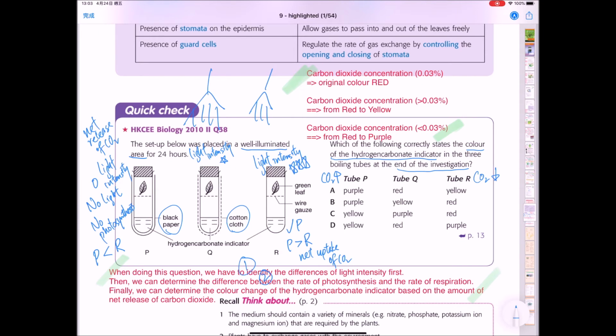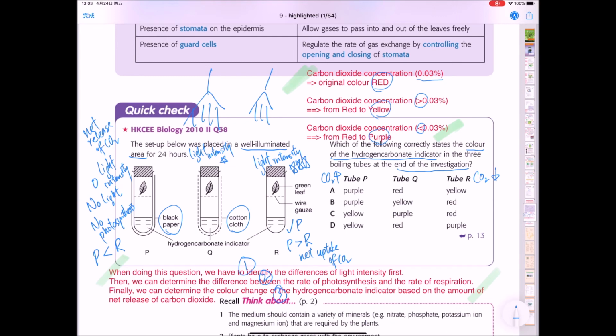And then the first step is that we need to consider the color change of the hydrogen carbonate indicator, so you need to refer to these 3 parts. For the carbon dioxide concentration, if it is normal, it should remain red. If the carbon dioxide concentration is higher than 0.03%, it should change from red to yellow. And if it's lower than 0.03%, it should change from red to purple. Okay, yellow and purple.